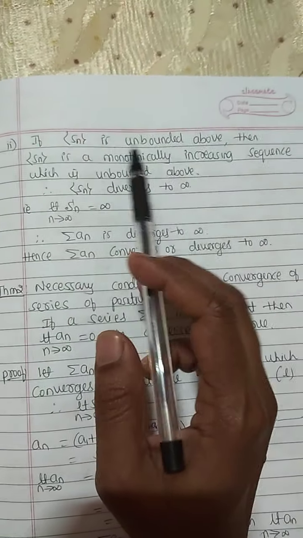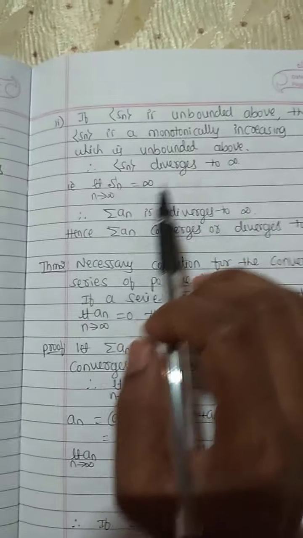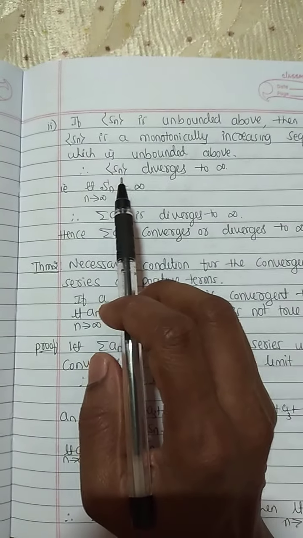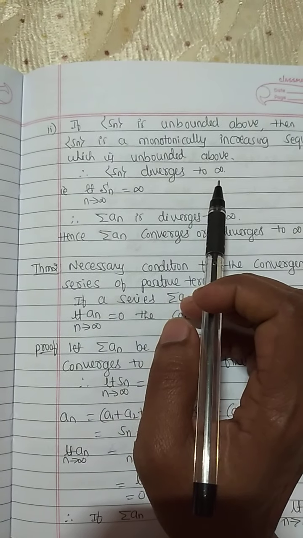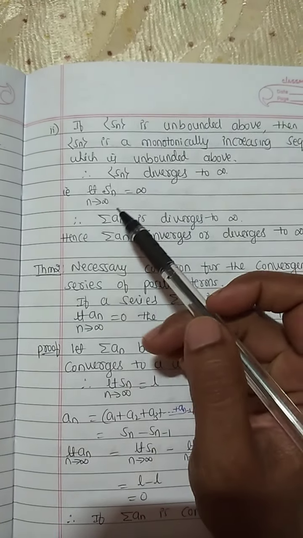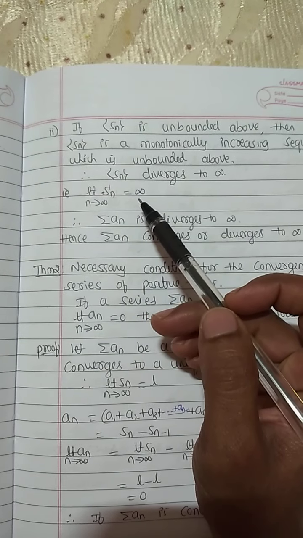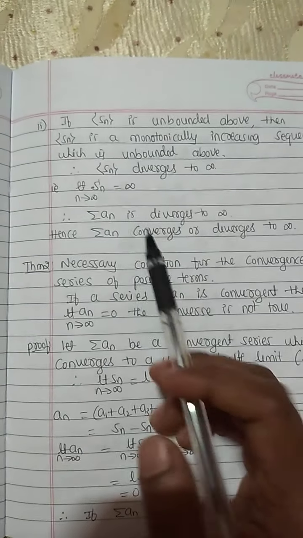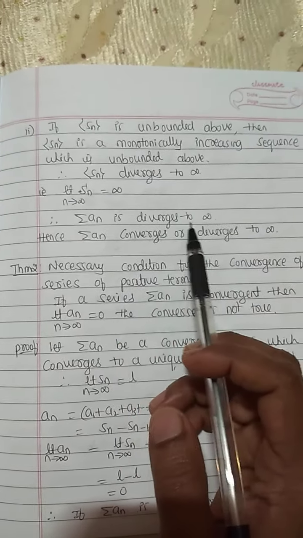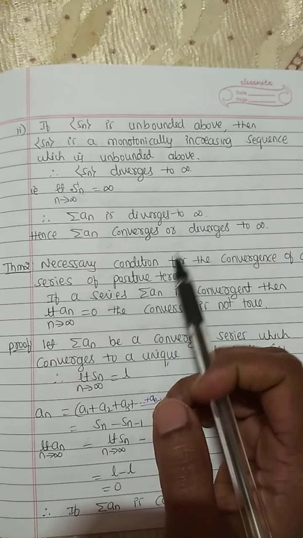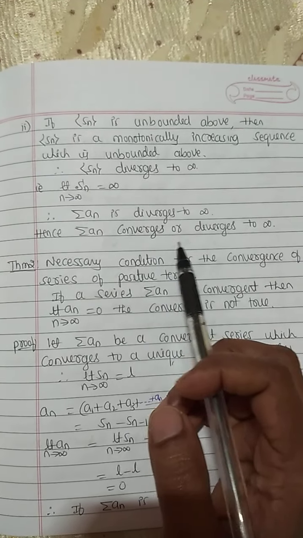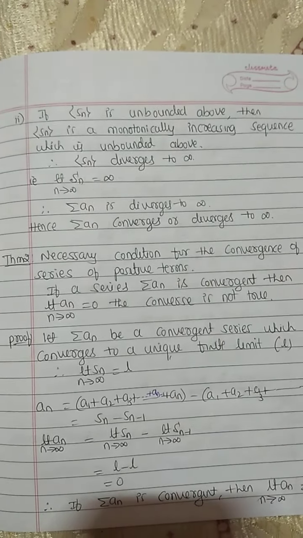Second case, if the sequence Sn is unbounded above, then Sn is a monotonically increasing sequence which is unbounded above. Then from the theorem, we can say the sequence Sn diverges to infinity. That is, limit of Sn as n tends to infinity equals infinity. Therefore, summation an diverges to infinity. Hence, summation an converges or diverges to infinity.